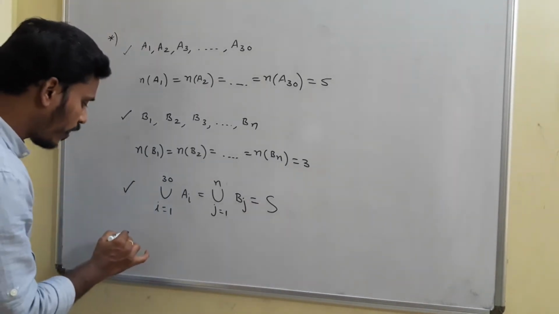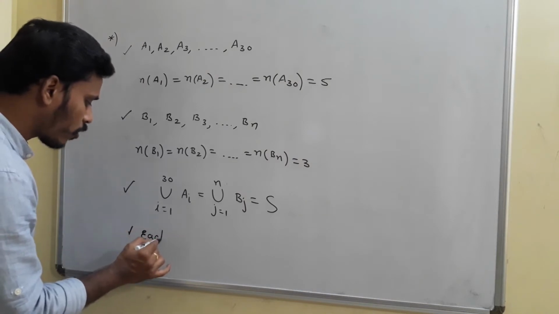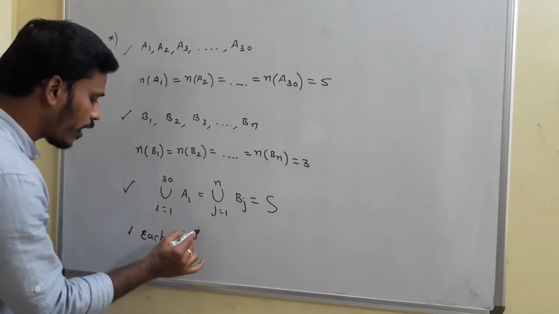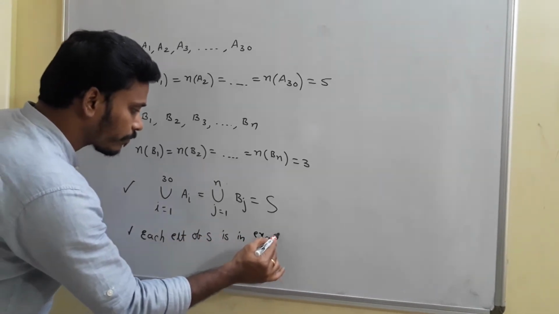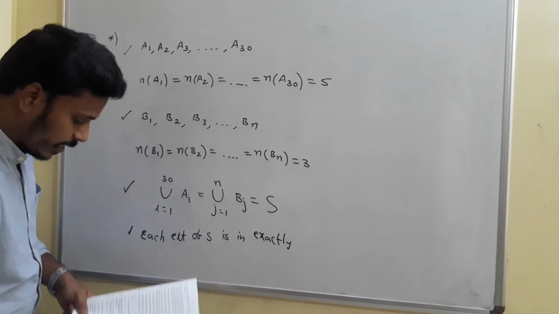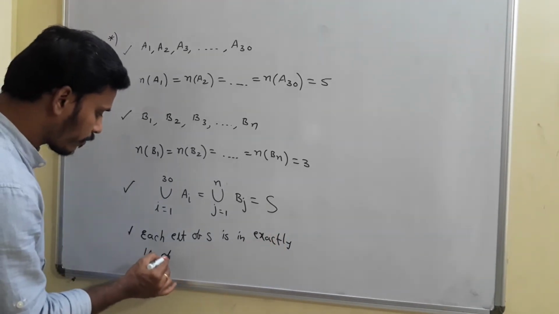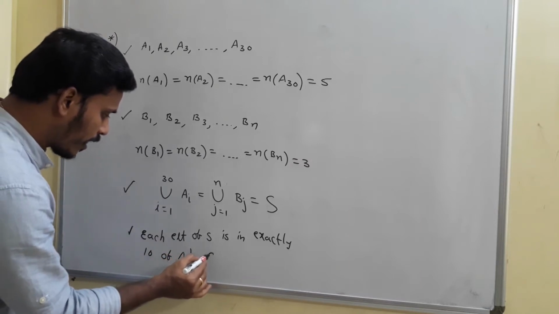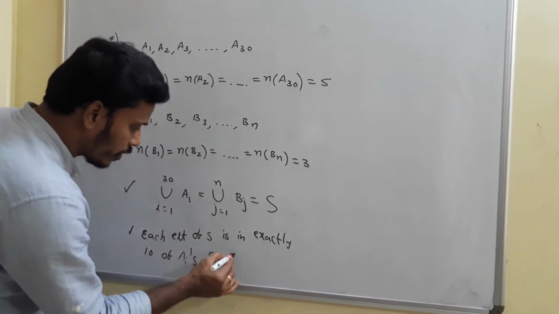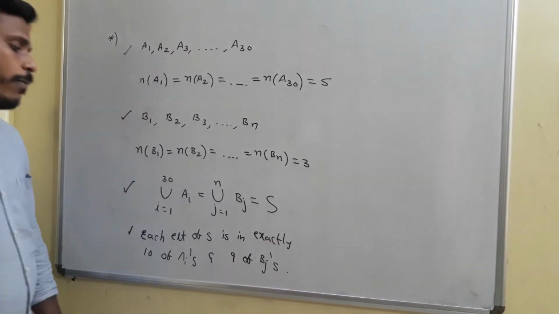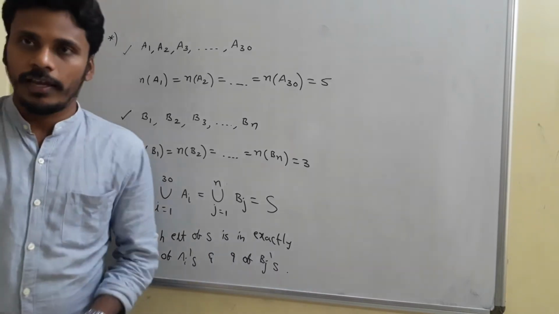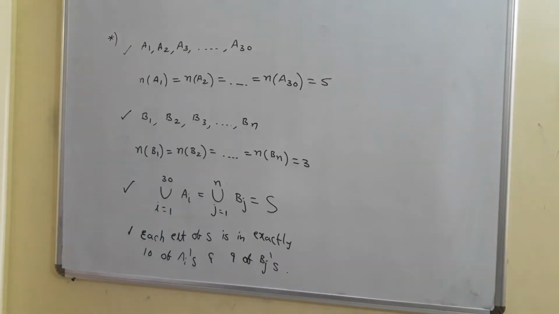So the next task, what is given is that each element of S, you need to observe it, each element of S is in exactly 10 of the Ai's and 9 of the Bj's. We need to find the number of elements in S as well as the value of n. Okay, you just try to analyze the problem and then I will give you the explanation now. See, this is all just the problem, that's it.